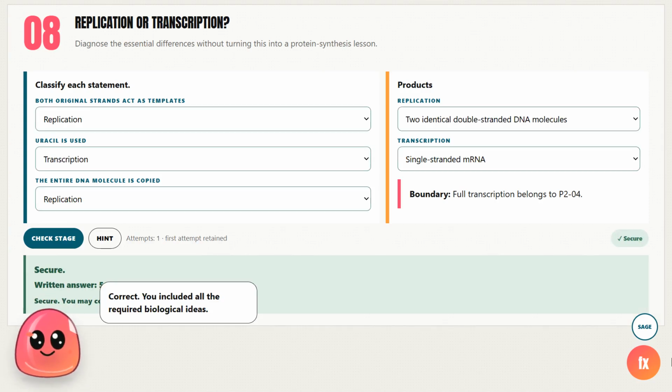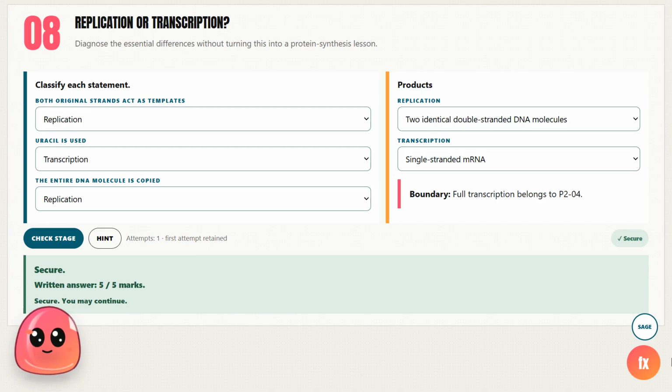Classify each statement in the Scratchpad. Both original strands act as templates, replication. Uracil is used, transcription. The entire DNA molecule is copied, replication. Products, replication makes 2 identical double-stranded DNA molecules. Transcription makes single-stranded mRNA. 2 processes, 2 products, and now they stay separate in your mind.